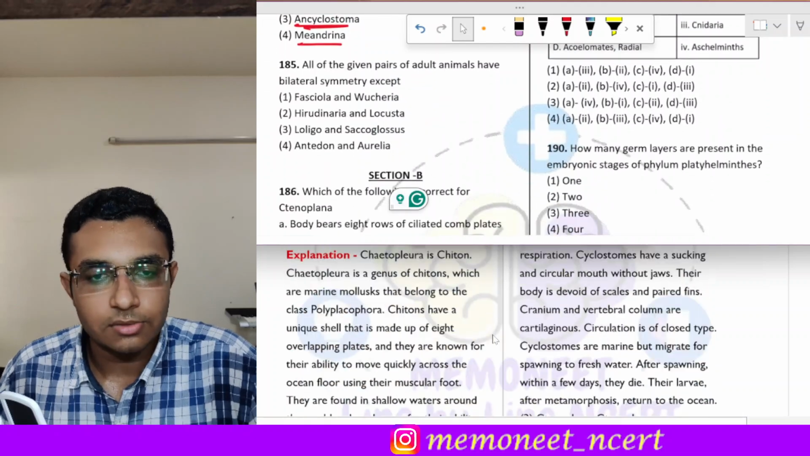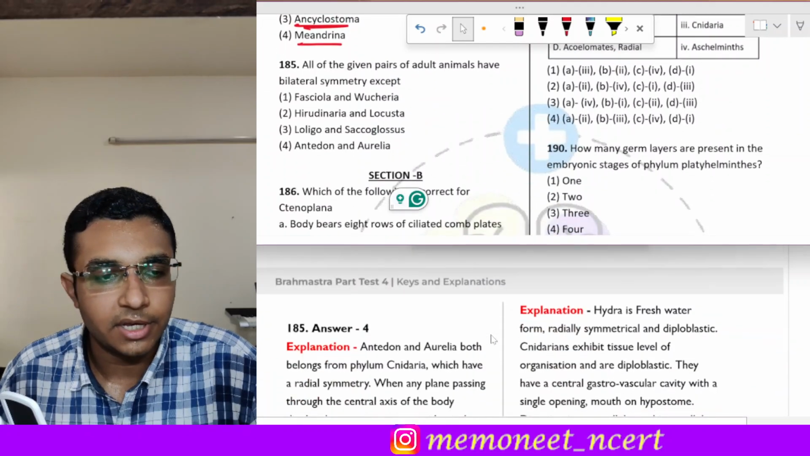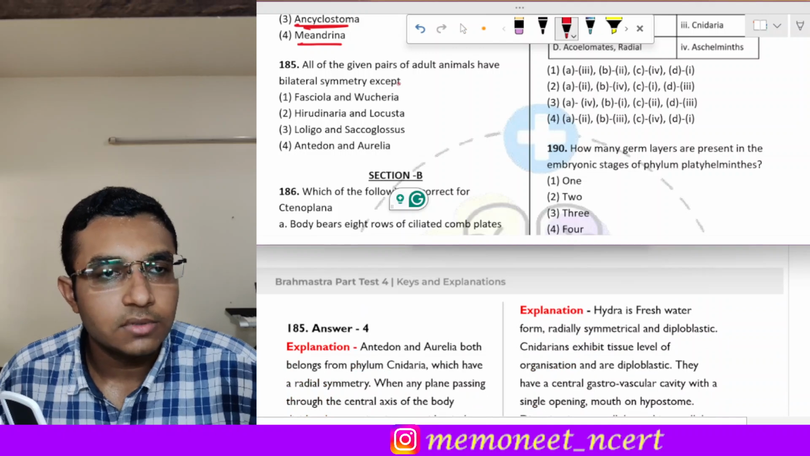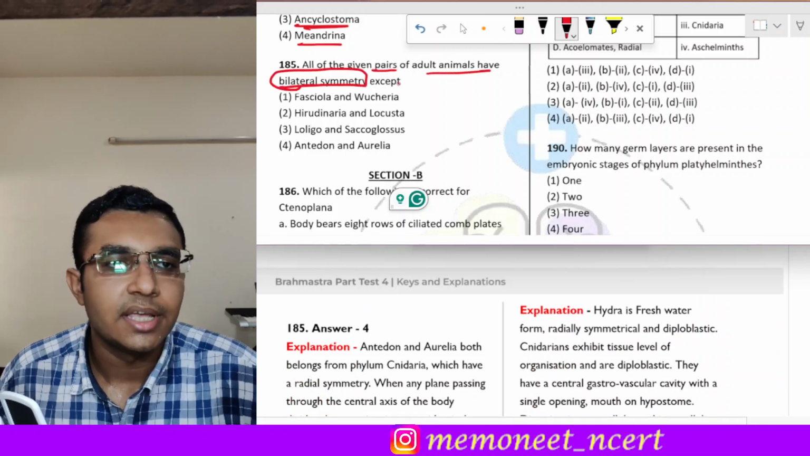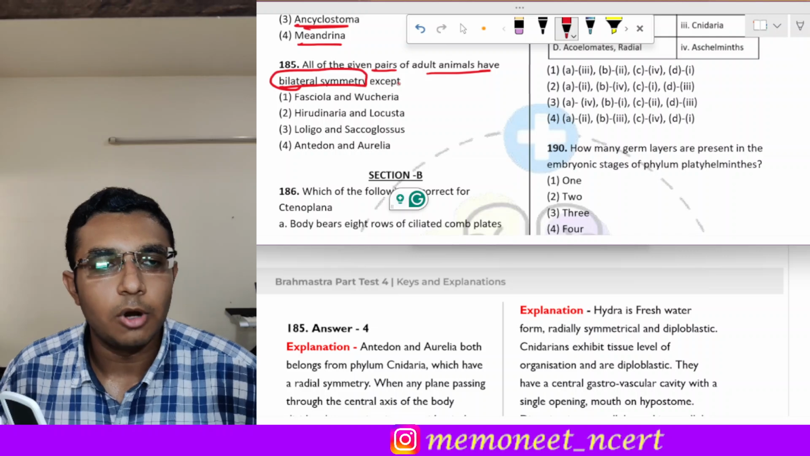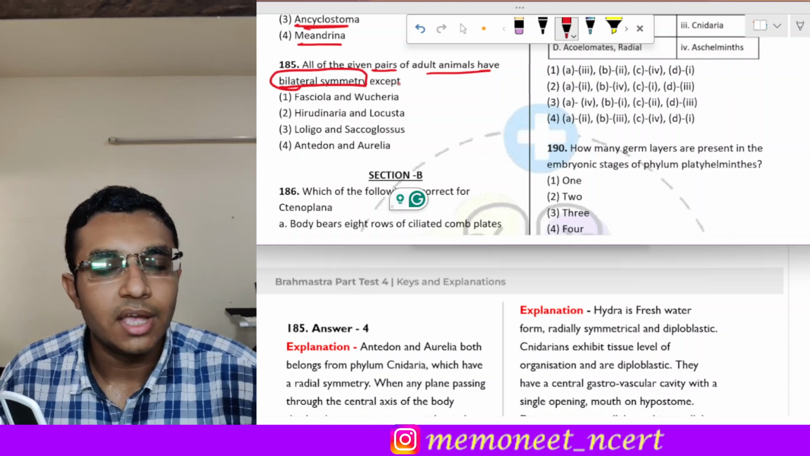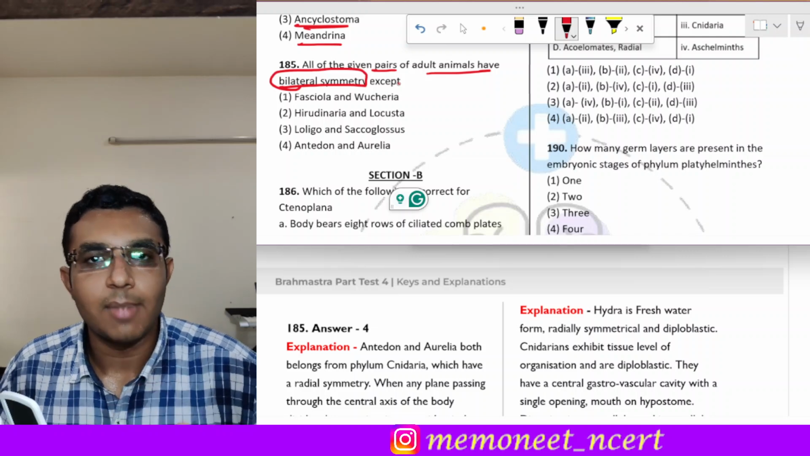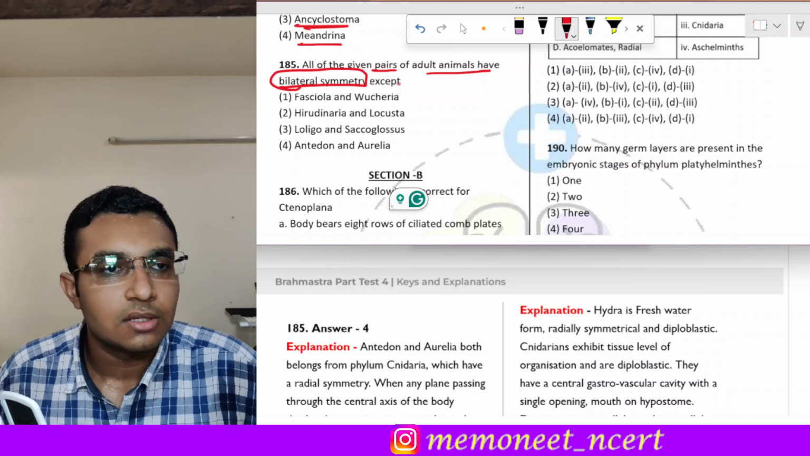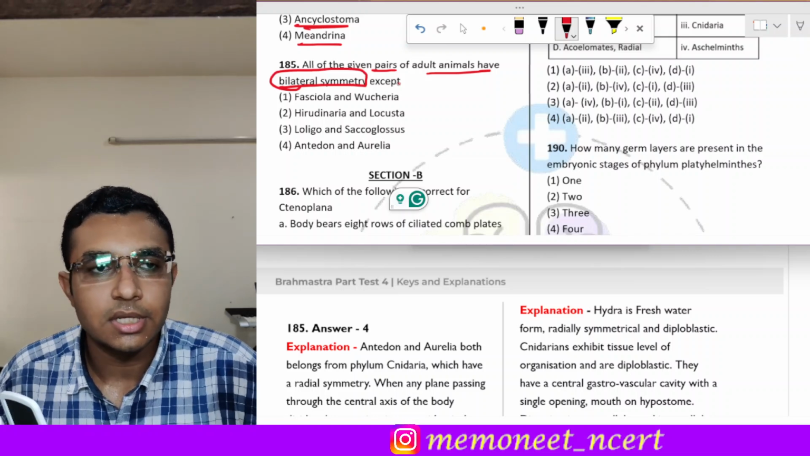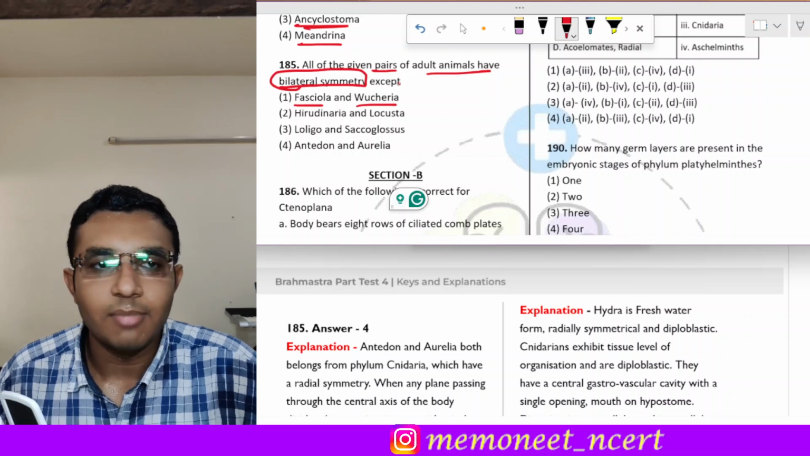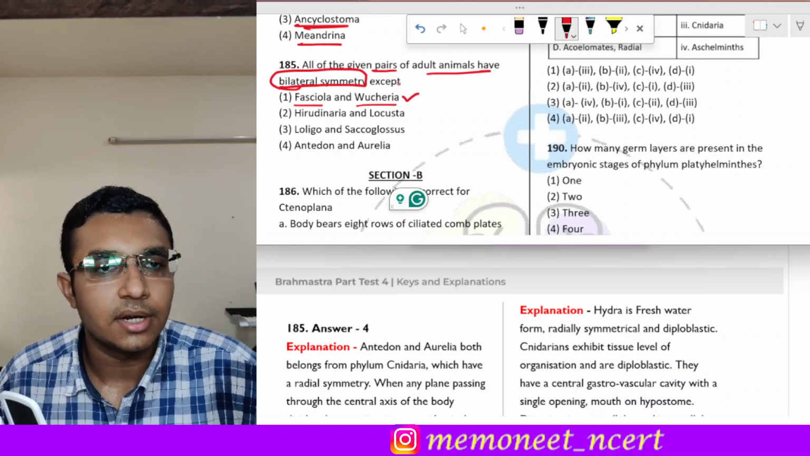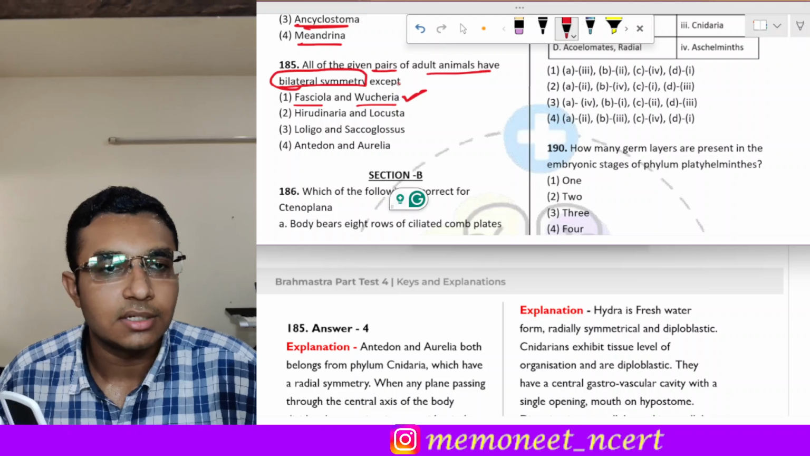Moving on to the next question, that is question number 185. It states that all of the given pairs of adult animals have bilateral symmetry except. Okay, so among the following four organisms, we have to identify which of them do not have bilateral symmetry. Okay, so they are radial symmetry. So the first option is Fasciola and Wuchereria, both have bilateral symmetry, so that is incorrect. Okay, both are having bilateral symmetry.